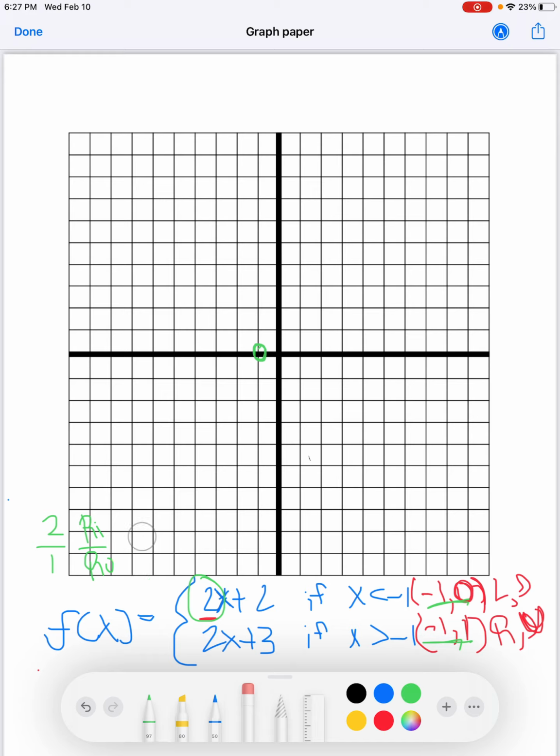Rise is if you go up or down, and then run is left or right. So we're going left and down. That means we go down 2, and then we said left 1. So down 2, left 1, here. Down 2, left 1, here. Down 2, left 1, here. Down 2, left 1, here. And then here.